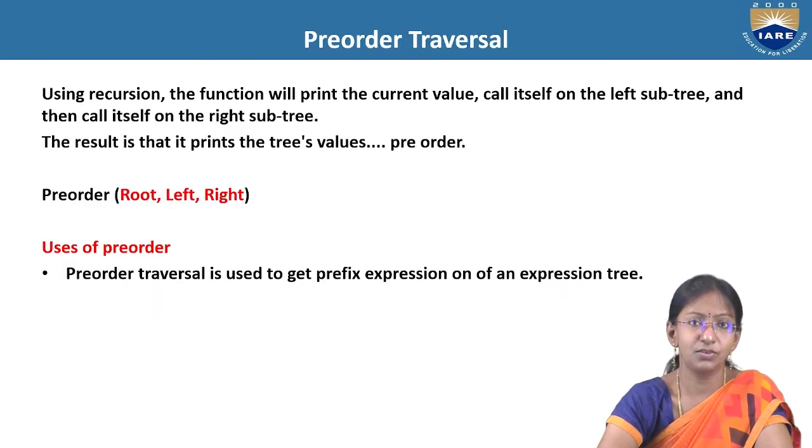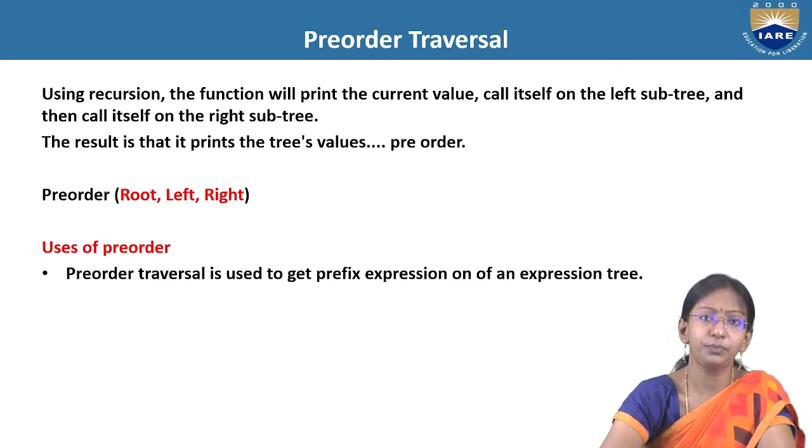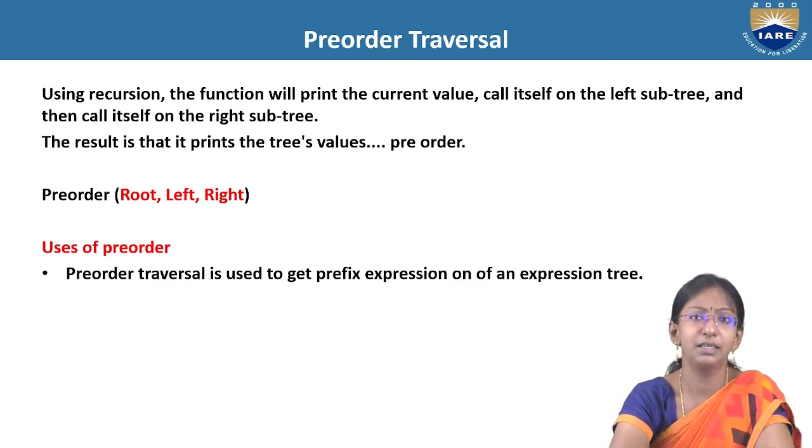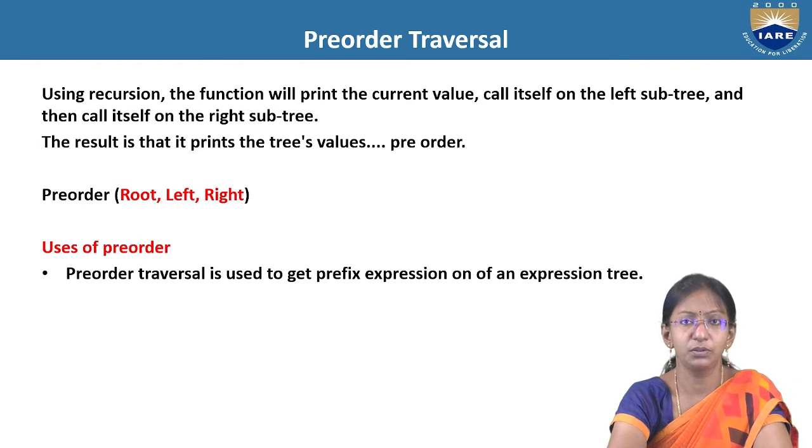Let's go with the next traversal technique, which is Preorder traversal. Even Preorder traversal is a recursive function where we are going to print the current node first, then travel towards the left subtree. Once the left subtree is done, travel towards the right subtree. So in short, we can say root left right is the short form for preorder.